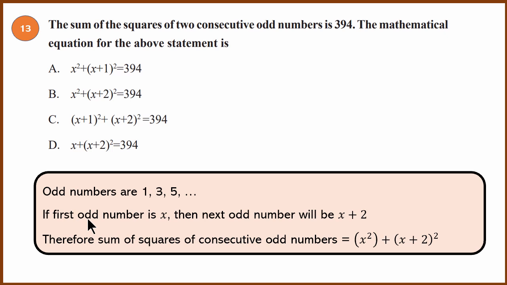That means if the first odd number is x, then the next odd number, that is the consecutive odd number, will be x plus 2. Why x plus 2? Because there is a gap of 2. See? 1 plus 2 is 3. 3 plus 2 is 5. So x and x plus 2 are consecutive odd numbers. So the correct answer is x square plus x plus 2 square. So the sum of squares is x square plus x plus 2 whole square equals 394.